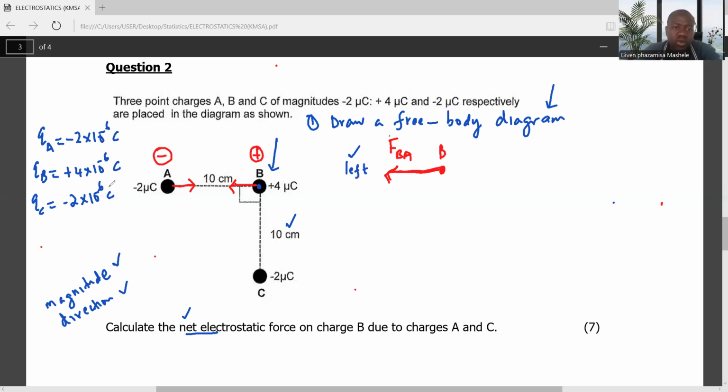Then now let's also compare the forces between B and C. Still, this one is positive, this one is negative. They will still attract, so we're going to have an attraction, not repulsion. Since we are concerned with B, they will have the same magnitude, guys. We're going to have the force on B due to C, and this one is directed downwards.